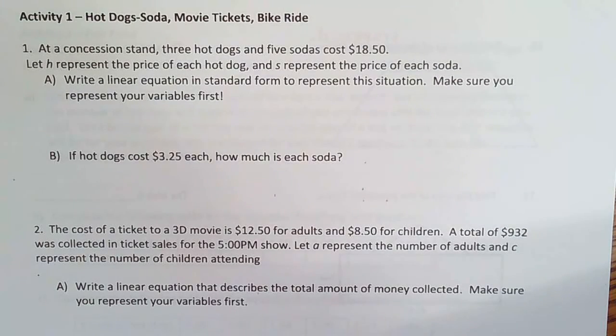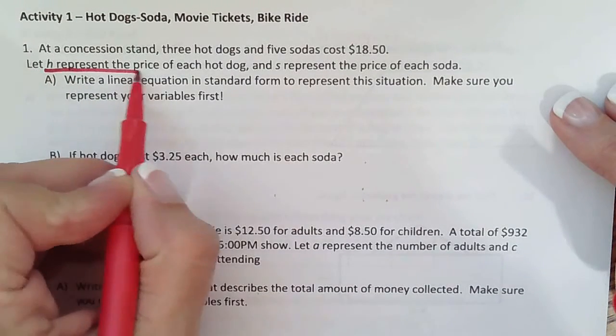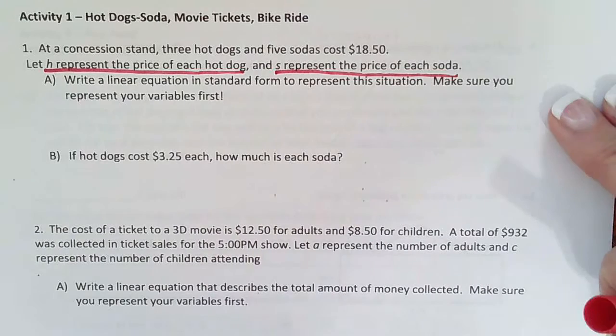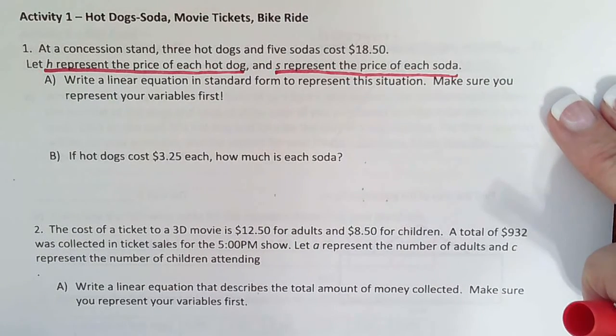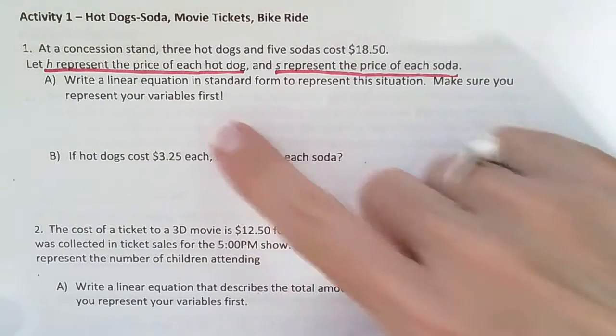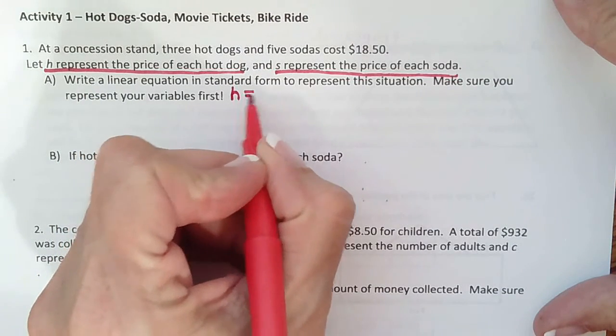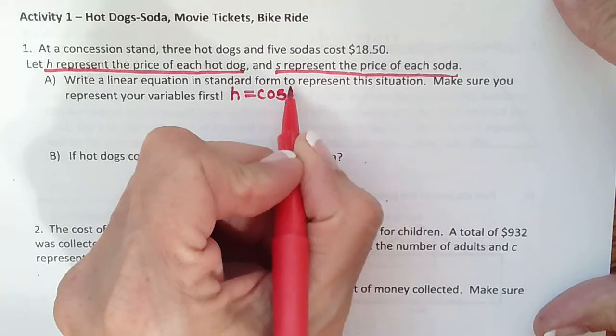So 3 hot dogs and 5 sodas cost $18.50. So we're going to do H as the hot dogs and S as the price of each soda. And we're going to write a linear equation in standard form, ax plus by equals c, and represent our variables. So we already know what H is. H equals the cost of a hot dog.